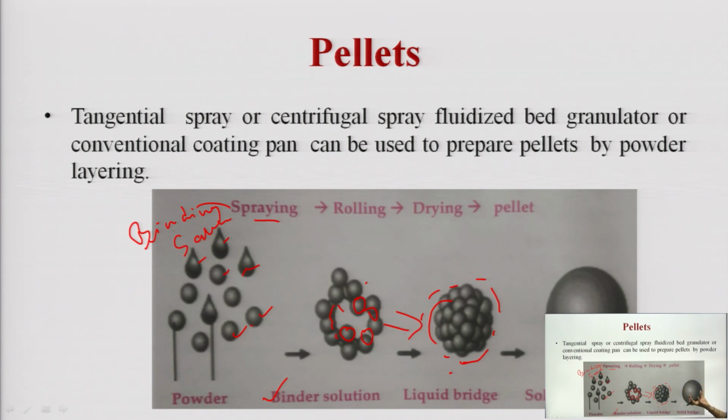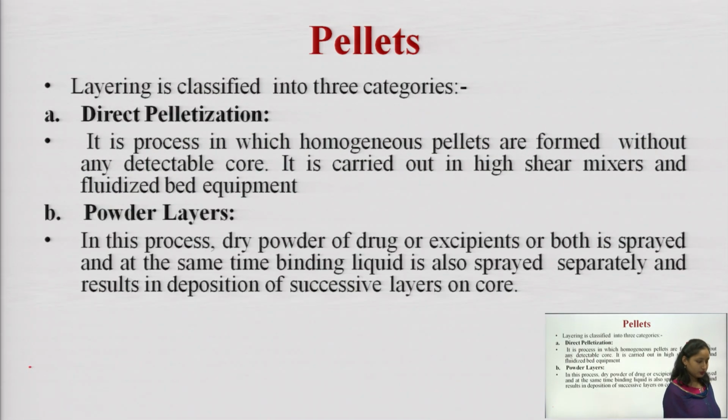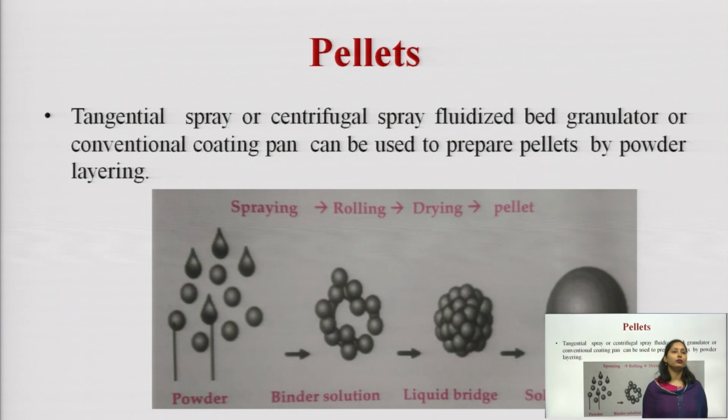A liquid bridge of binding solution is formed, meaning the particles of the powder remain in close contact with each other. And now the particles of the powder are bound together. Now they are transforming into a solid bridge, or a pellet, or a spherical particle. The tangential spray or centrifugal spray fluidized bed granulator or conventional coating pan can be used to prepare pellets by powder layering. So for preparing pellets by the powder layering method, we can use the tangential spray, a centrifugal spray, or a fluidized bed granulator.